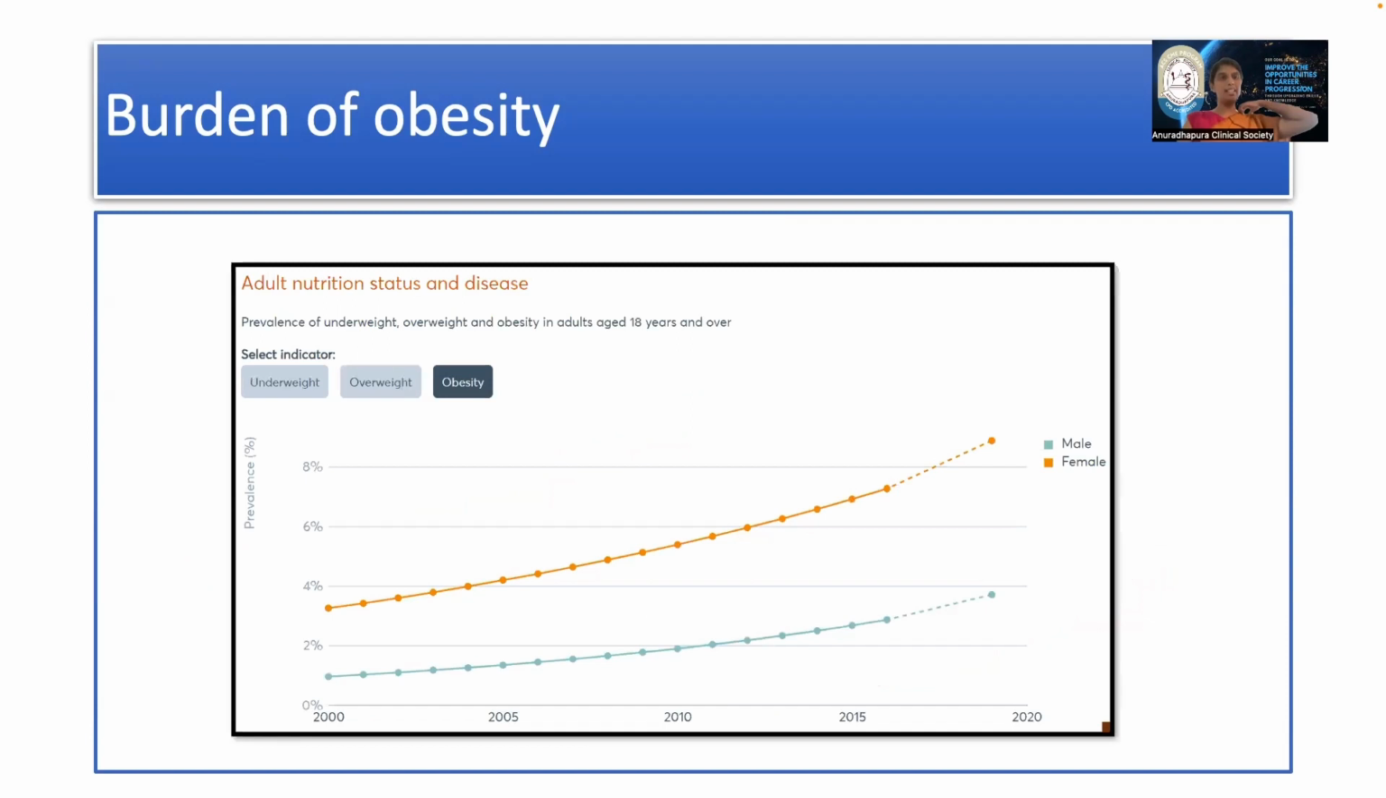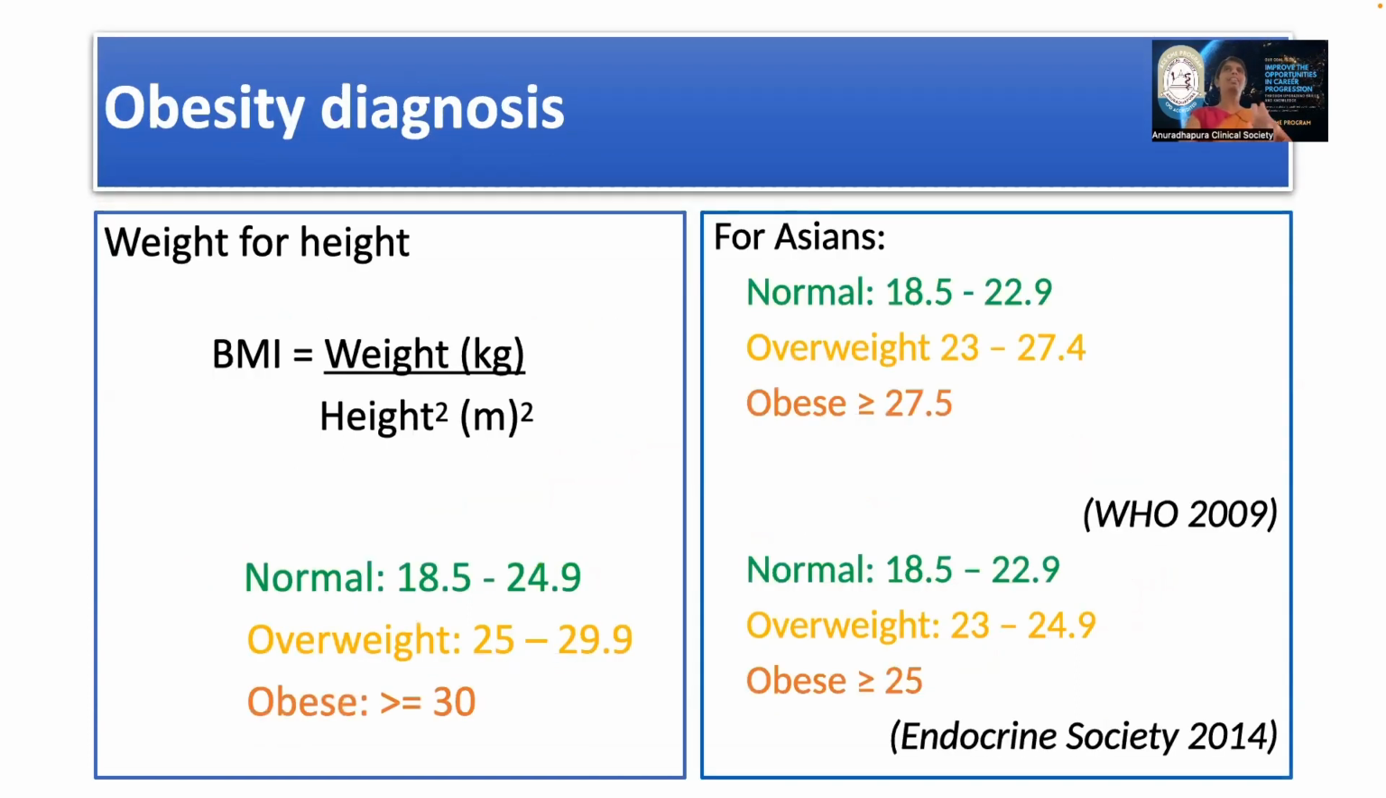This is regarding adults. Again, females are more obese compared to males, but both male obesity and female obesity are prevalent and both are in a rising trend.